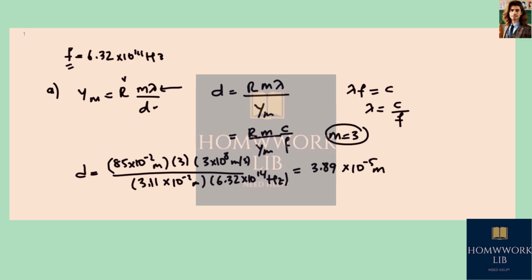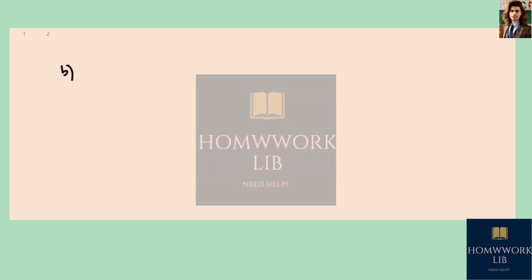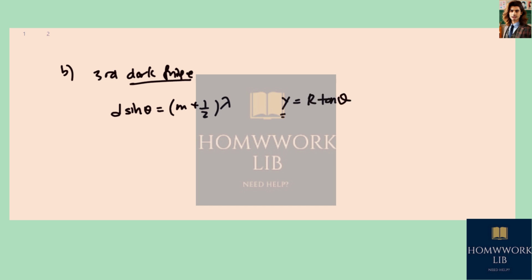And then in part B, we are asked at what distance from the central bright fringe will the third dark fringe occur. Since we're talking about the dark fringe now, as you know, sine theta is going to be equal to m plus 1/2 times lambda over d, right? But we want to know where it occurs, so we want to know y, right? y equals R tangent theta.